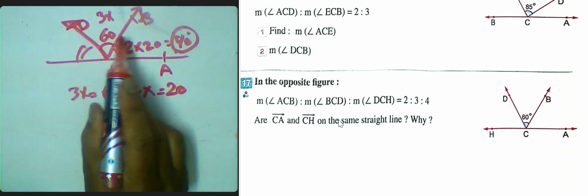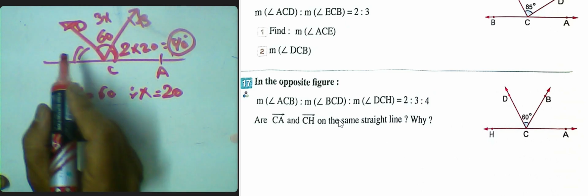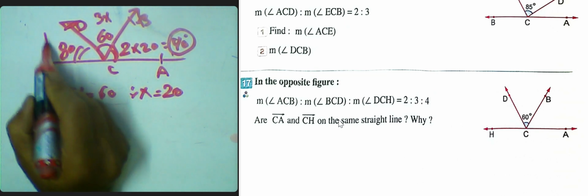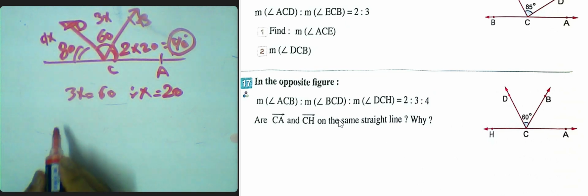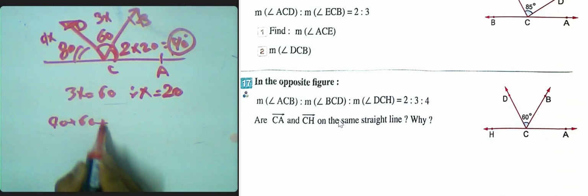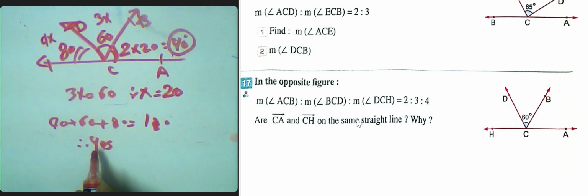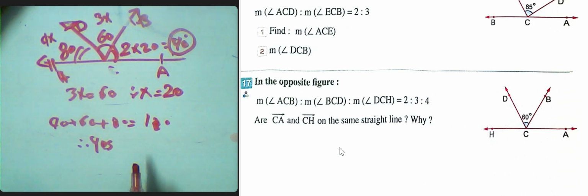And this angle: 40 plus 60, 100. 100 subtracted from 180 will be 80 degrees. He asked about what? This angle was 4x, 4 times 20 equals 80. We can write 40 plus 60 plus 80 equals 180. Actually, yes, are they on the same straight line, EC and CH? Yes, because the measure of angle ECB plus the measure of angle BCD plus the measure of angle DCH equals 180 degrees.